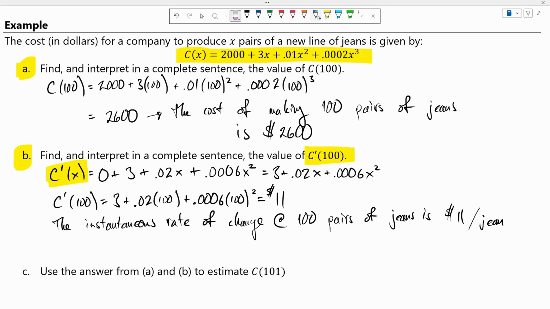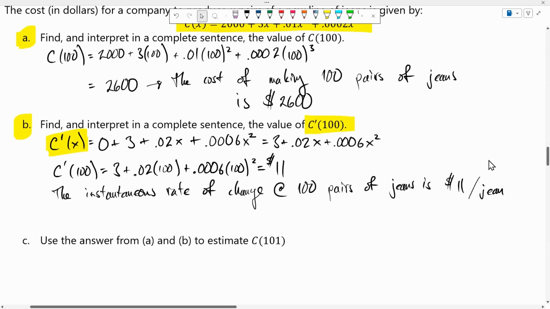Okay, last bit. And this is what's important. This is what's useful in the business world, okay? For part C, use the answer from A and B to estimate C of 101. So let's say I want to find how much it's going to cost for me to make 101 jeans. Now you can plug it in to the function, perfectly fine. But I'm going to be using answers A and B to provide a decent estimate. And the way that I'm going to do that is this: C of 100 plus C prime of 100.